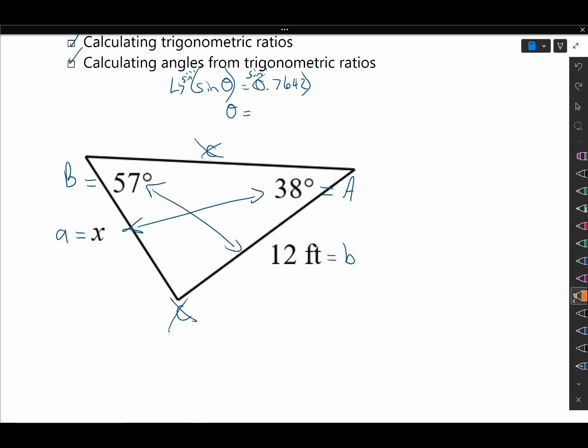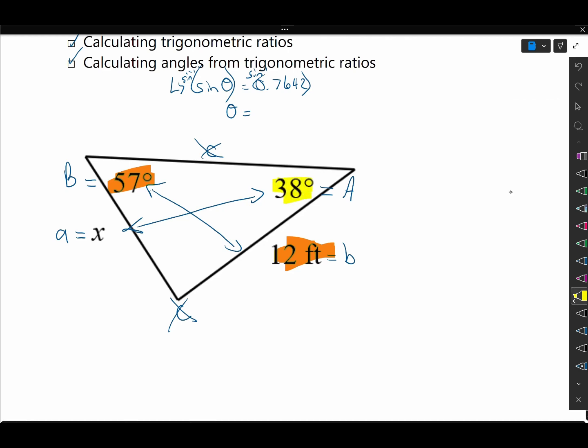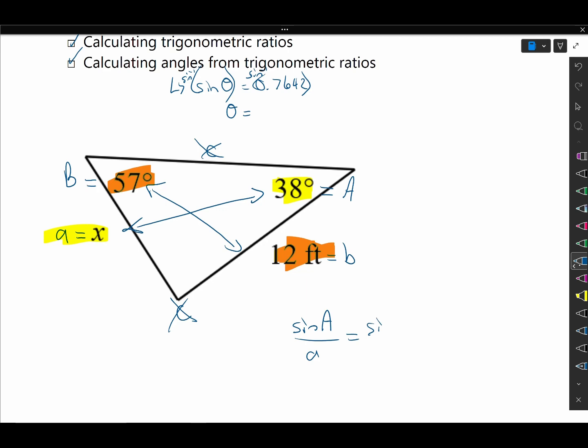We're working with 57 degrees, which is opposite to 12 feet, and we're working with 38 degrees, that is opposite to our unknown angle x. Now, our sine law tells us that the sine of one of these angles, we'll say the sine of angle A, divided by the side length of A is going to be equal to the sine of angle B divided by the side length of B.